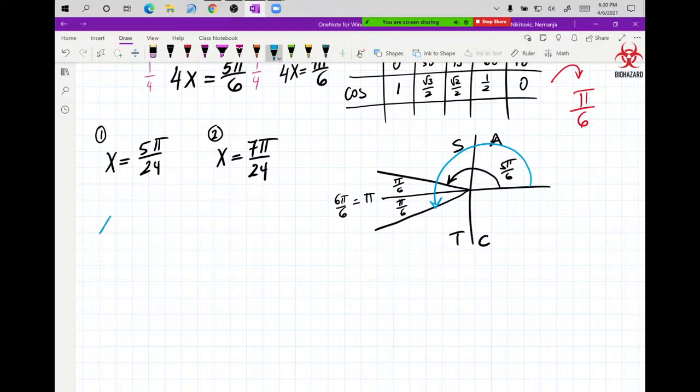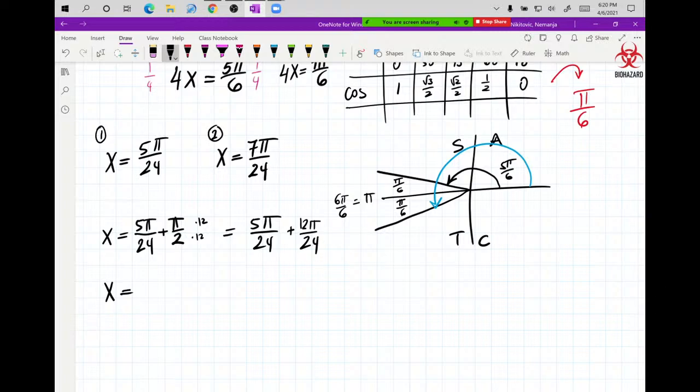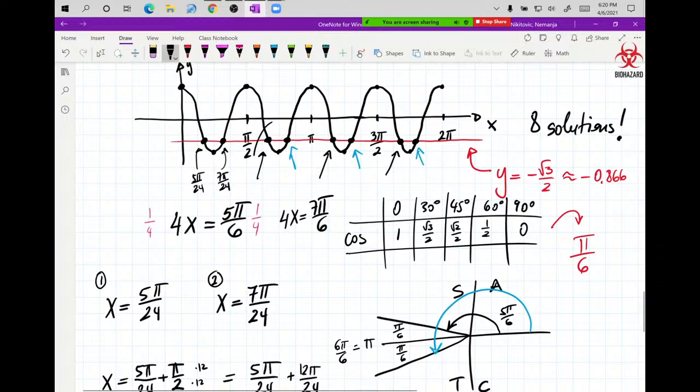So let's go. The next solution. The first solution was 5 pi over 24. We have to go and add pi over 2. Well, times 12 for common denominator. So 5 pi over 24 plus 12 pi over 24. You got your second solution for the first set, and that is 17 pi over 24. And as I said on the graph, that will be this one right here. So that will be 7 pi over 24.